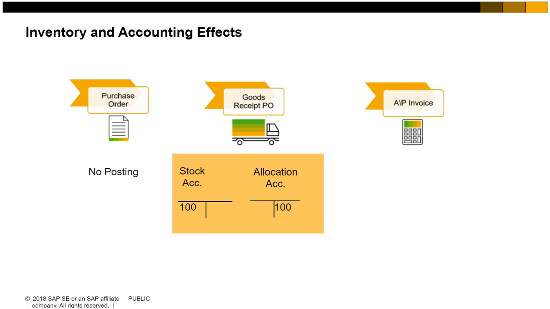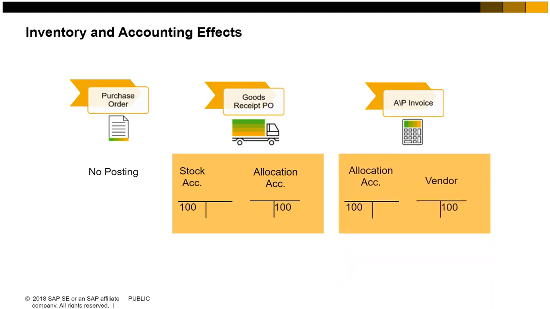The allocation cost account is a transfer account used to check if goods receipt POs and the AP invoices match. The allocation account's total balance represents the value of all open goods receipts POs that are not yet copied to an AP invoice. Later, when the AP invoice is posted, the goods receipt PO is closed.